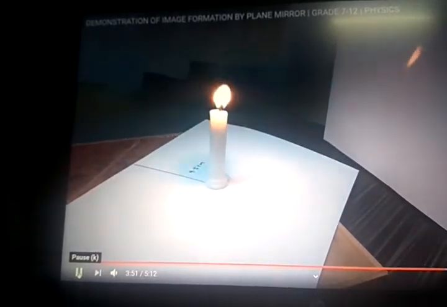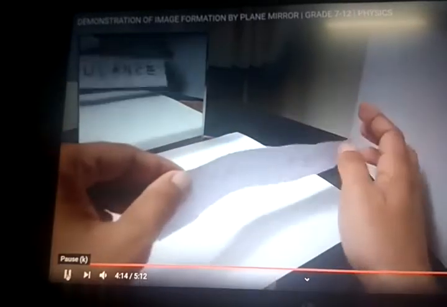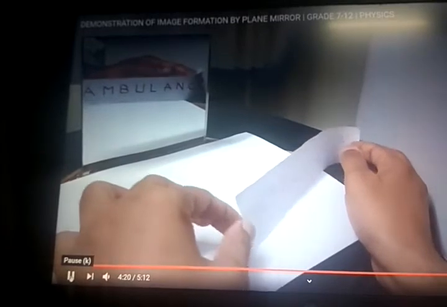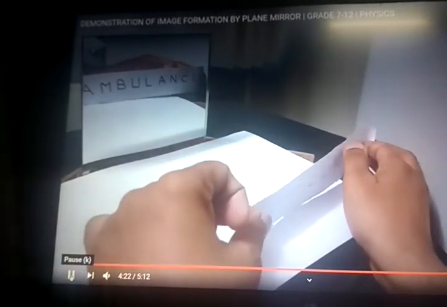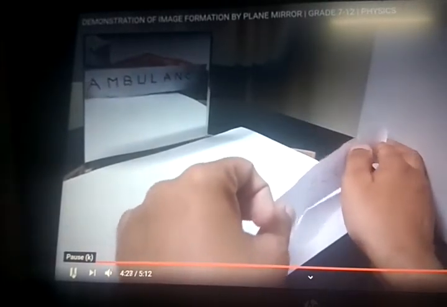Now the last property of the image formed by the plane mirror is the following. So now guys, the last property of the image formed by the plane mirror is the lateral inversion that takes place over here. So here you have seen that I have written ambulance and all letters are inverted. Now what happens if I place this in front of the plane mirror? Just look at the image of the ambulance and you will see that all the letters are correctly visible. So this is called the lateral inversion. This is also referred as the sidewise inversion, guys.